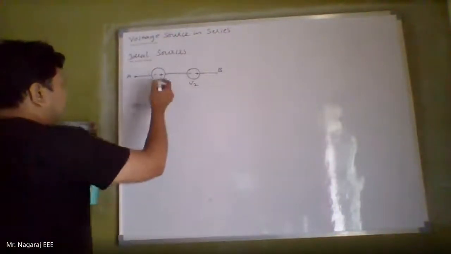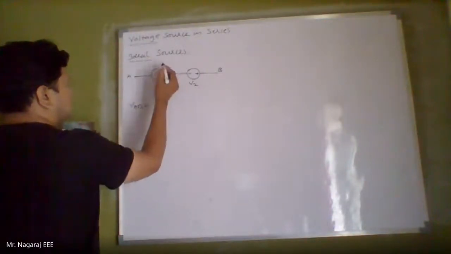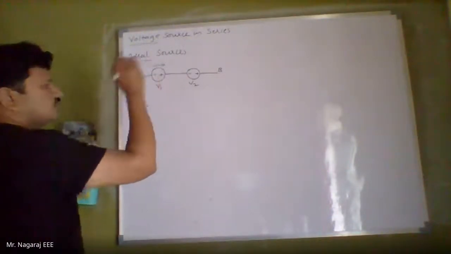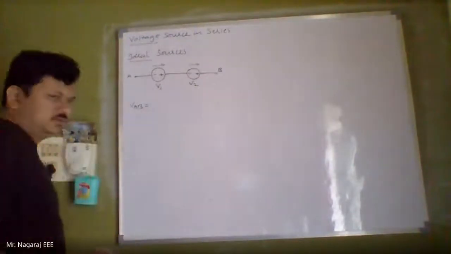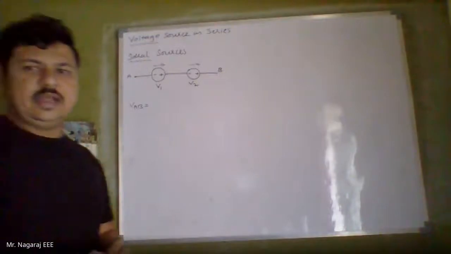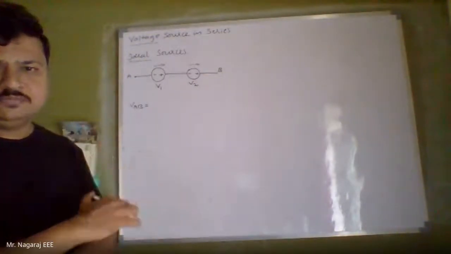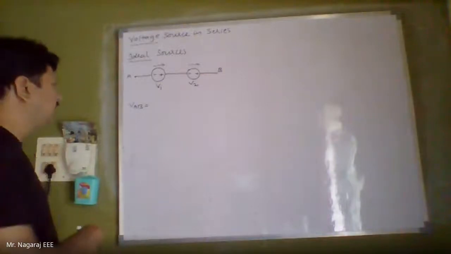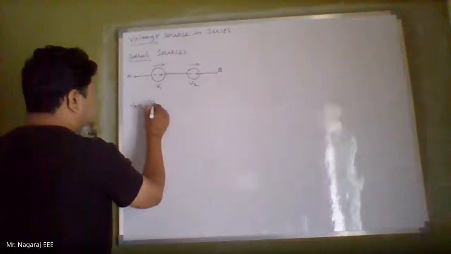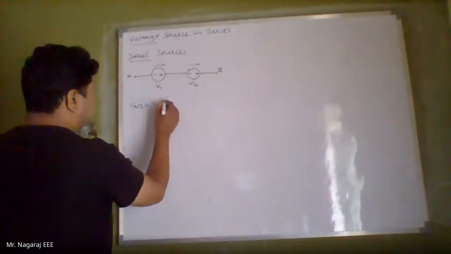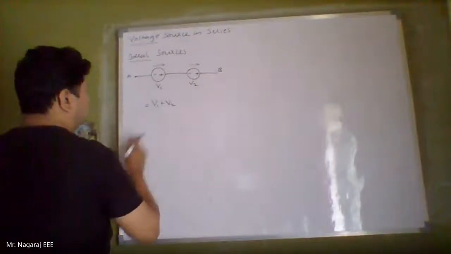Now the direction of V1 is left to right, because the positive direction is towards the right. The direction of V2 is also from left to right. So both the voltage sources are acting in the same direction. It means that they add up. The equivalent value will be the sum of these two. So VAB is equal to V1 plus V2, or we can take the total voltage V.